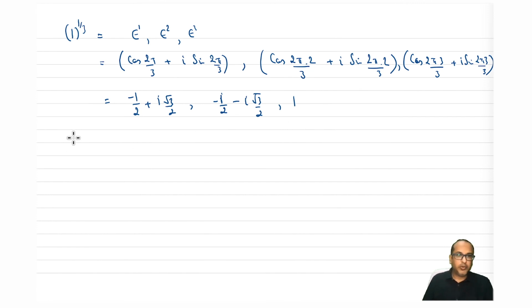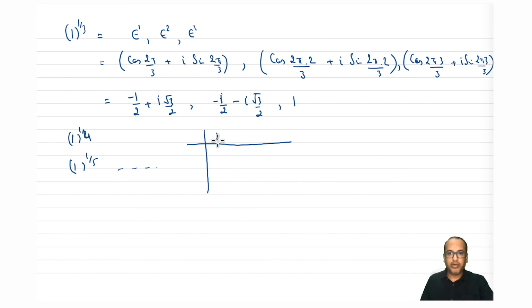So you can keep on going and find all the roots of unity. So for example, you can find out for 1 to the power 1 by 4, 1 to the power 1 by 5, and so on. Okay, so you can keep on doing that. So that finishes the representation for cyclic group. Now we should be able to write the character table for any given cyclic group. So let us see what it takes to write for any cyclic group. So let's take a simple example of C3 point group now.